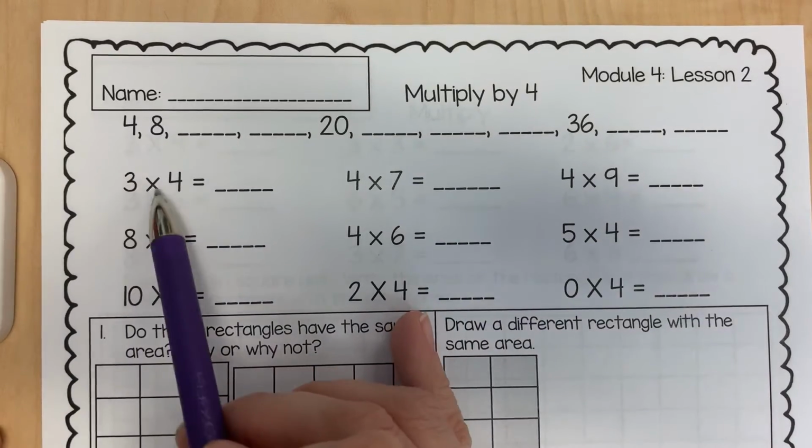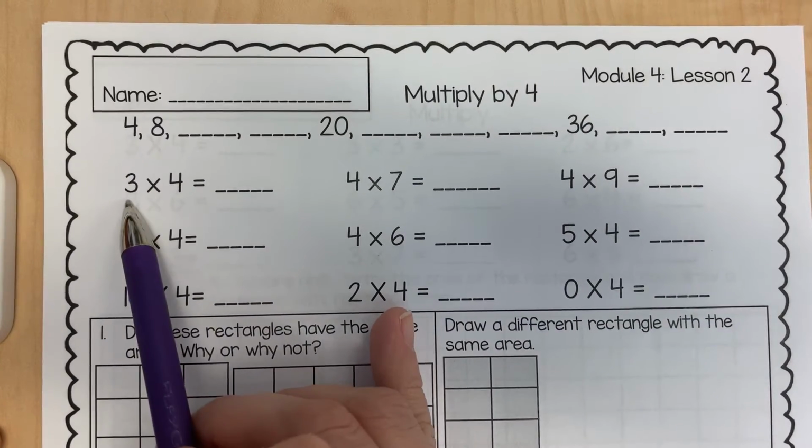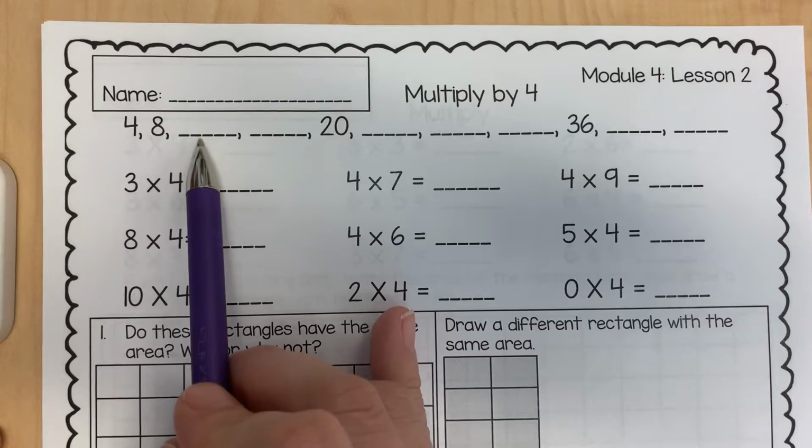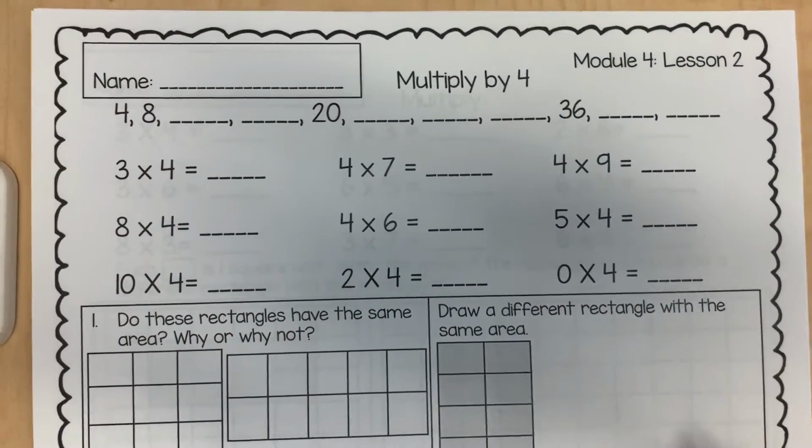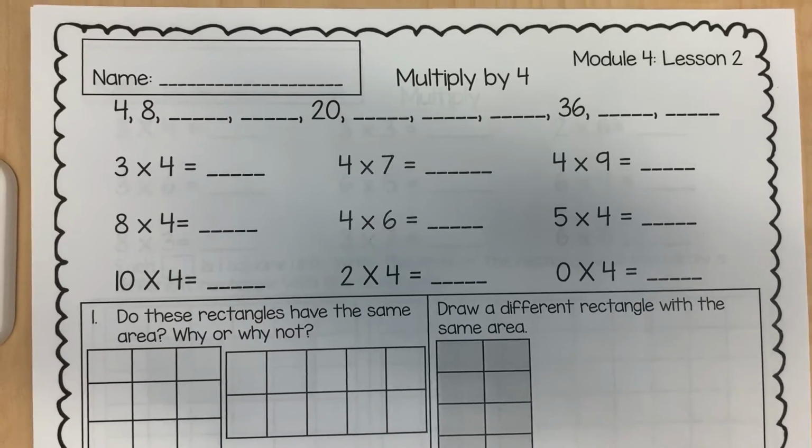So for this one, 4 by 3, well, we're counting by 4s. We're going to count over 3 spaces. So 1, 2, 3. That's going to be counting by 4s. Feel free to watch any of the videos in math if you need a little practice on your skip counting.